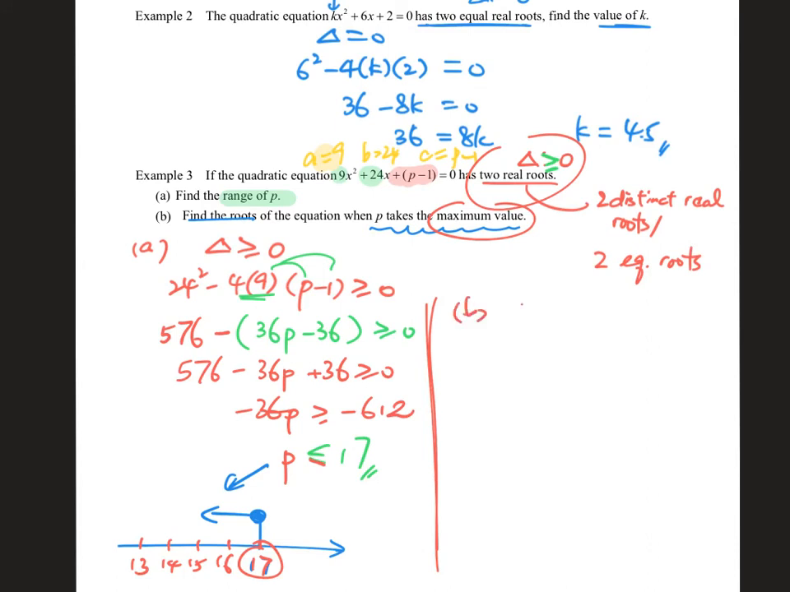So as a result, first of all P is 17 as required in the question. And then the equation now becomes 9x squared plus 24x plus 16 equals 0, because it's P minus 1 here. Afterward, you may use your calculator and get the result directly, which is negative 4 over 3.